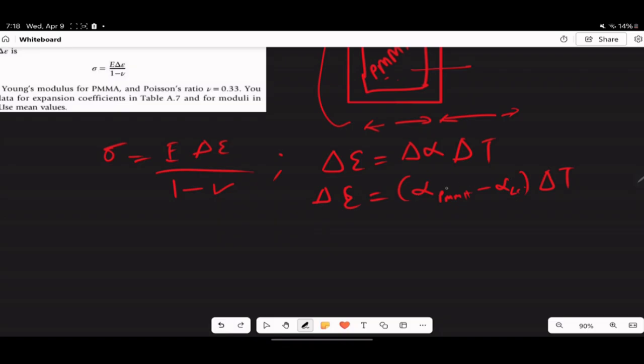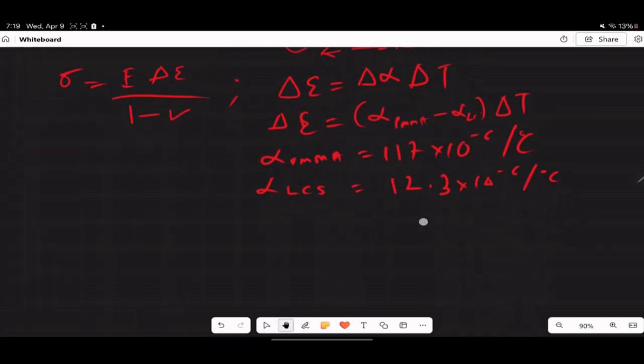So this is the formula we are looking for to calculate the biaxial strain, right? In order to calculate this, we need to go to Appendix A7 to get the values for the thermal coefficients of PMMA and low carbon steel. The thermal coefficient for PMMA is 117 times 10 raised to the power -6 per degree C. Then for low carbon steel, we have 12.3 times 10 raised to the power -6 per degree C.